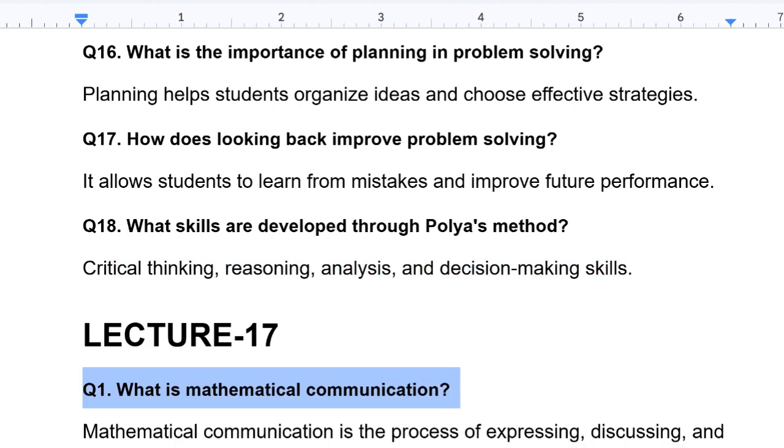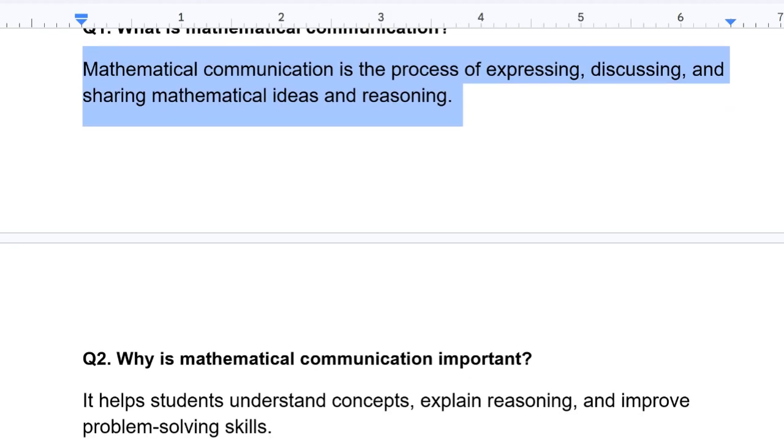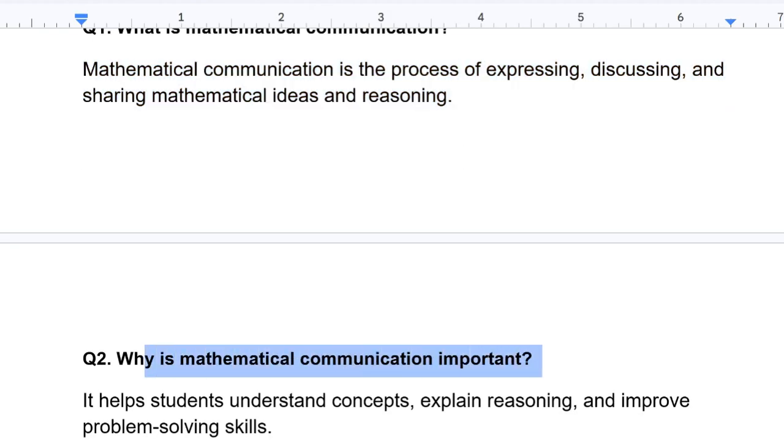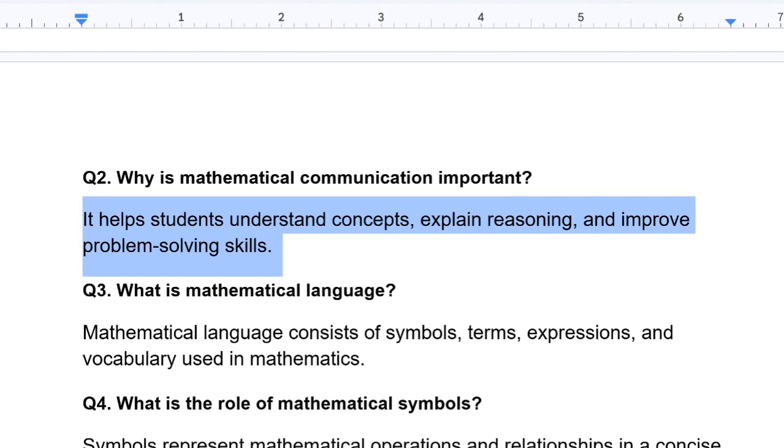What is mathematical communication? Mathematical communication is the process of expressing, discussing, and sharing mathematical ideas and reasoning. Why is mathematical communication important? It helps a student understand concepts, explain reasoning, and improve problem solving skills.